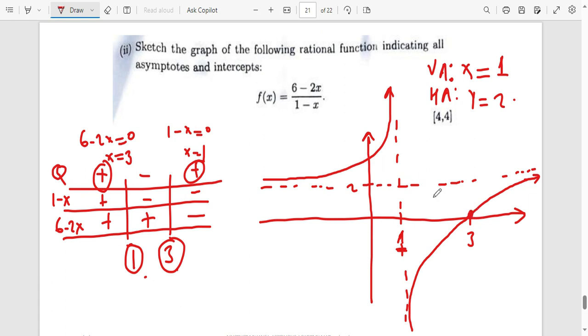The only x-intercept here is 3, and then this number here. For you to cut the y-axis, it happens when x is 0. So where there is x, put 0. Put 0 here, put 0 here. That will be 6 over 1, meaning that this is at 6.